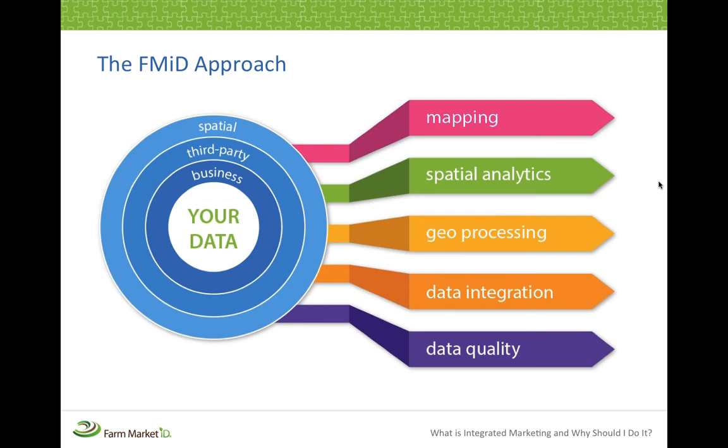To create a database asset for your company for sustained growth and maintenance of your business, the FMID approach is to take your data, add business data such as Farm Market ID to enhance the intelligence that you know about your customers and the prospects that you've already identified, add additional third-party data such as CT Lean, Dun & Bradstreet, EDA, really any data source that you can find that has a relevance to your business. And then take that and geospatially put it on a map. This way you can target and have multiple communication flights to prospective customers.